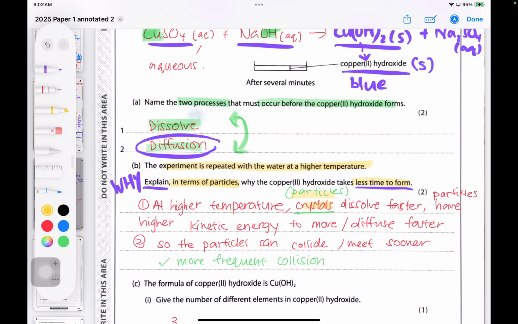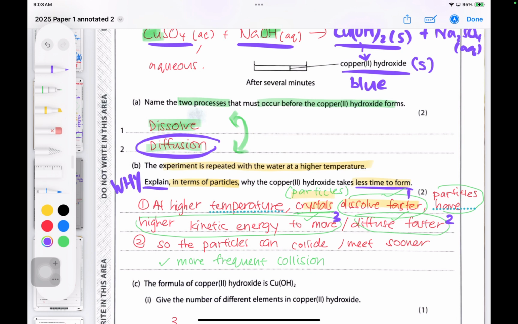Okay, they move faster, or you could use diffuse. These are alternative answers. Dissolve faster or diffuse faster, or the particles have higher kinetic energy. I'm just going to label them 1, 2, 3 for you. These are alternative answers.